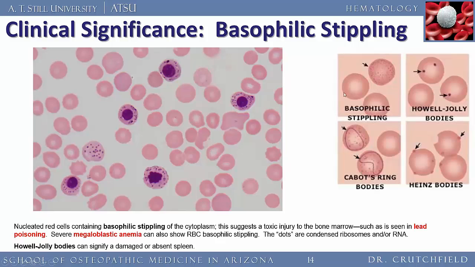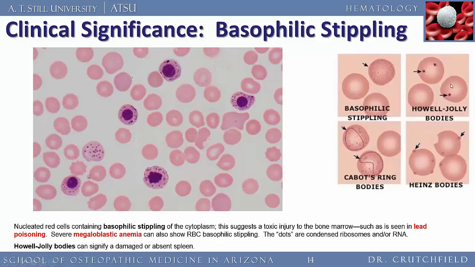So basophilic stippling here in a peripheral smear, all these red cells. And you might be wondering, oh my God, how can I tell the difference between this and an erythrocyte or a basophil or a macrophage? By the end of the presentation, you'll have a better idea.